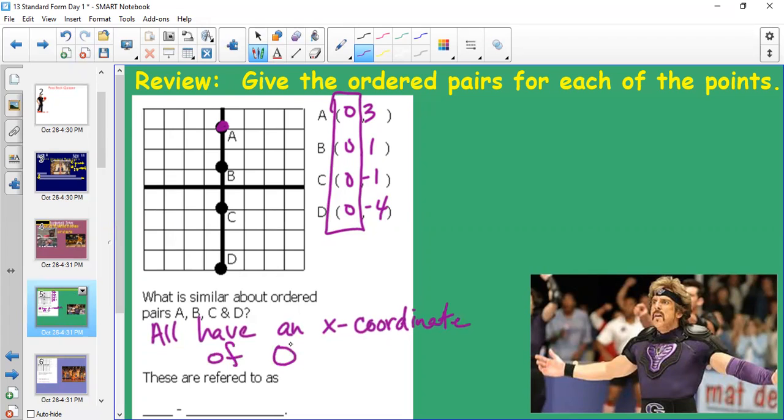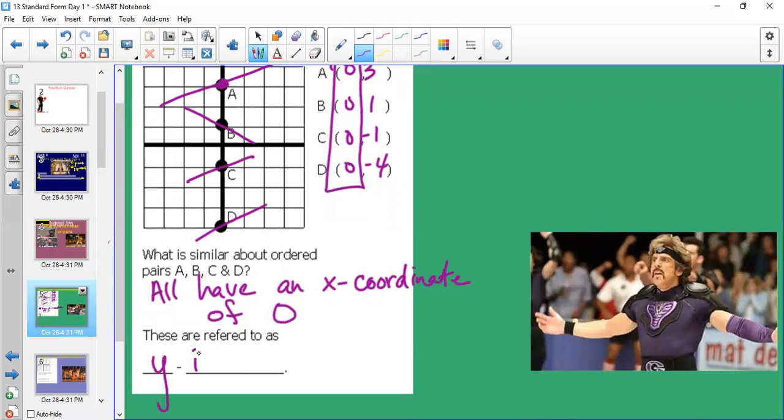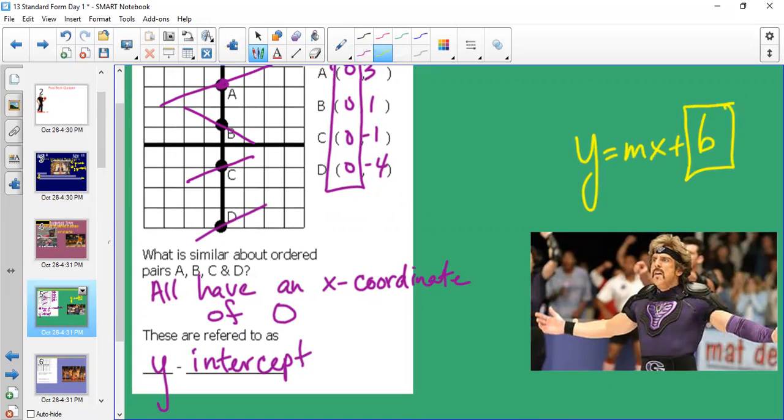If those points are part of a line, it doesn't matter what the line looks like, since it crosses your y-axis, we call that your y-intercept. We're used to seeing y-intercepts because in slope-intercept form, y equals mx plus b, b is our y-intercept.